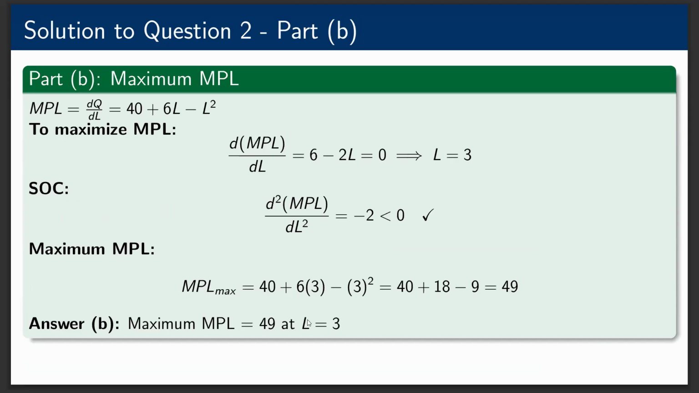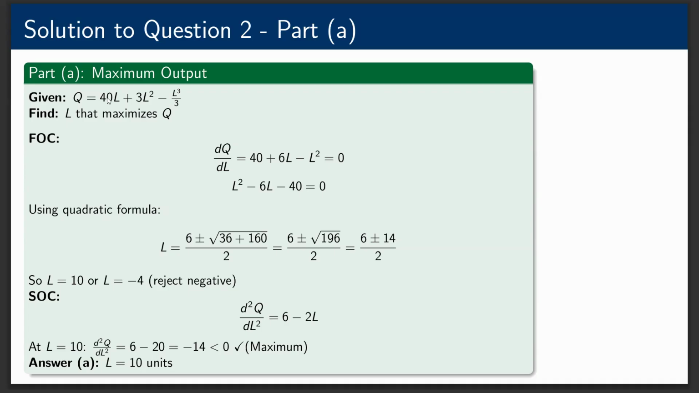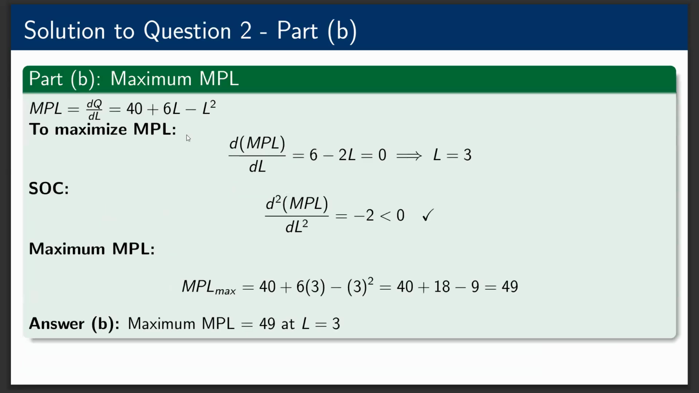Find out the marginal product. It is the first order derivative of total product. This is the total product curve. Its first order derivative will be L square minus 6L minus 40. So this is my marginal product of labor. Given the marginal product of labor, let's maximize it.